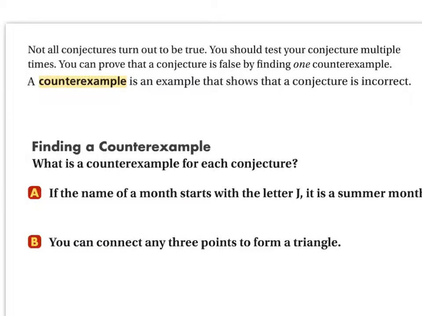You can prove that a conjecture is false by finding one counterexample. Okay, you can prove a conjecture is false by only finding one counterexample. That's all you need to disprove a conjecture. Because by making a conjecture, you're saying that that's true all the time. And so therefore, we only need one counterexample to disprove it. Okay? So, a counterexample is an example that shows that a conjecture is incorrect or false.